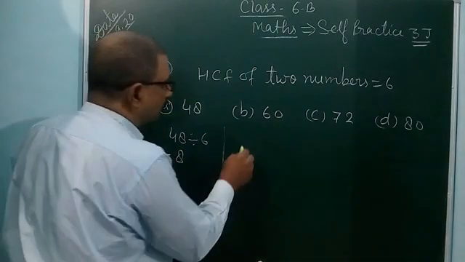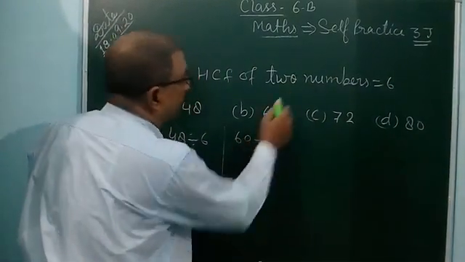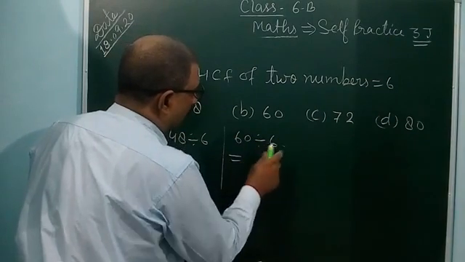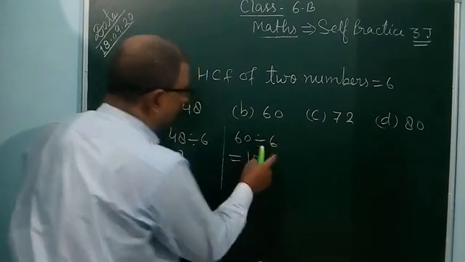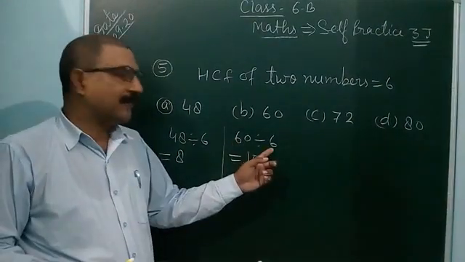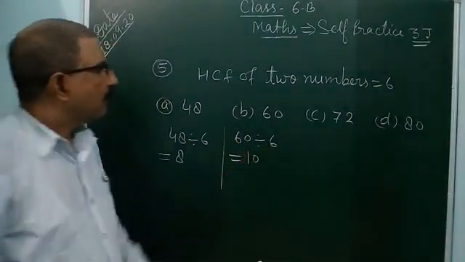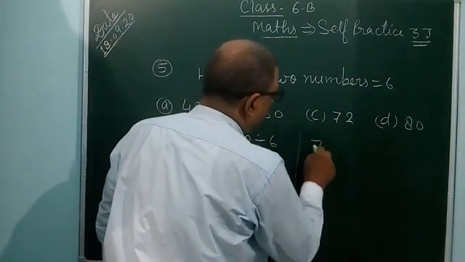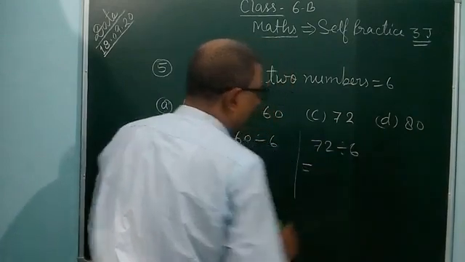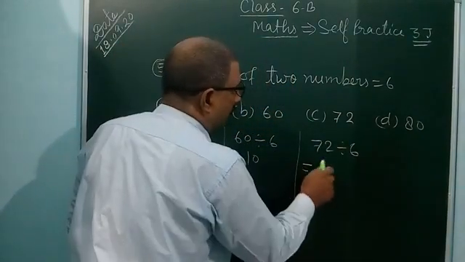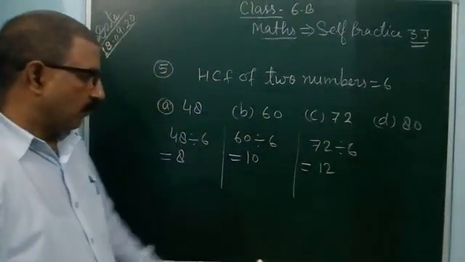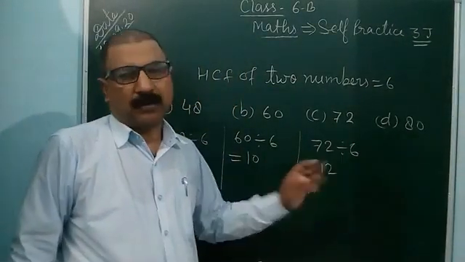Here you can see 60 divided by 6 comes to 10. So 60 is also divisible by 6, the remainder is 0. And 72 divided by 6: 6 12s are 72. So if you divide 72 by 6, it will come to 12.